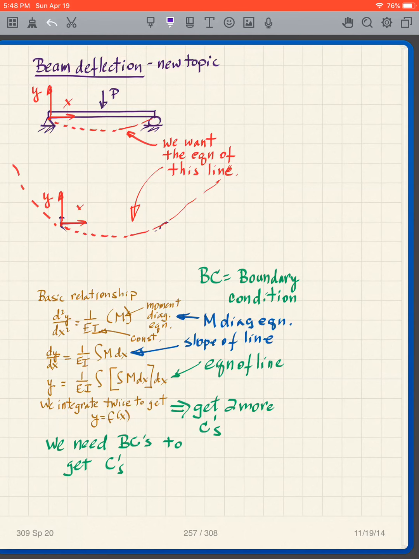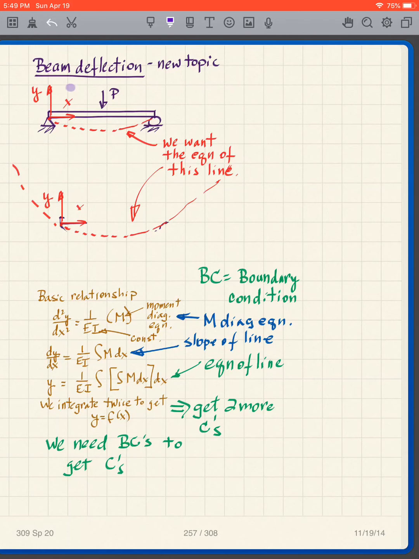Let's just take this very simple situation. I've got a beam here with a point load on it, and when that beam deflects, it's going to create a shape like that. And we want the equation of that line. And we have our coordinate system, x and y.